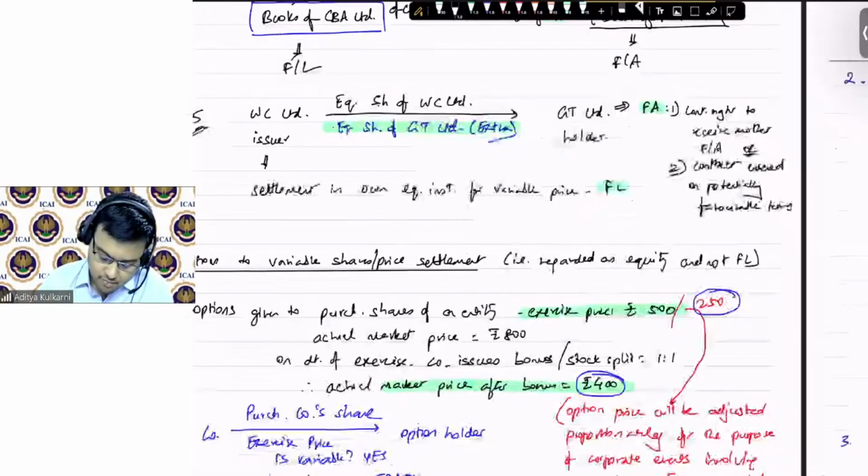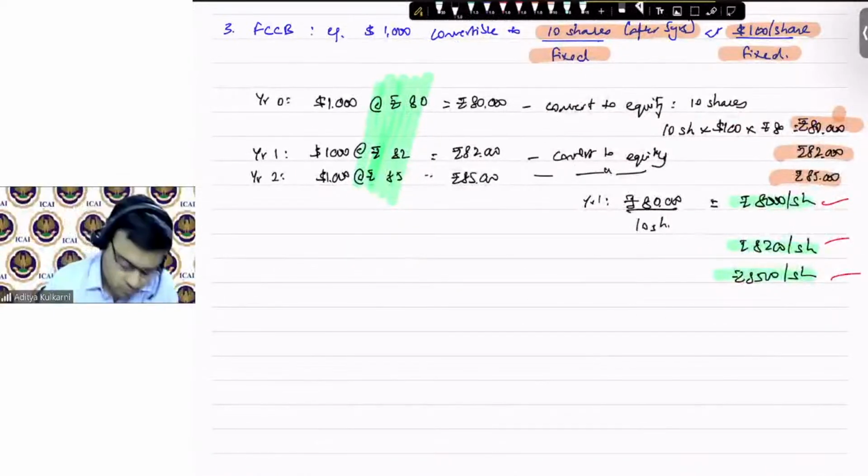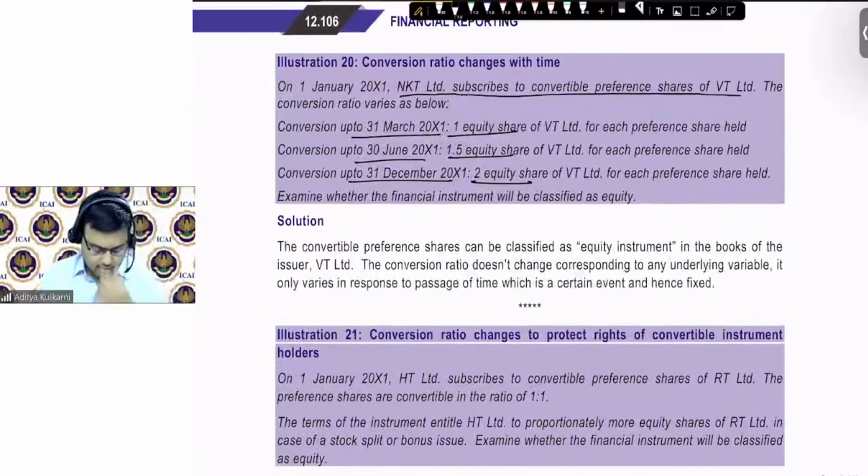Okay. Let us move on to the next one. So now you have all unanimously told me that this is due to passage of time. So that is correct. So it will be regarded as equity. Please move on to the next question. Illustration 21. On 1st January, HT Limited subscribes to convertible preference shares of RT.